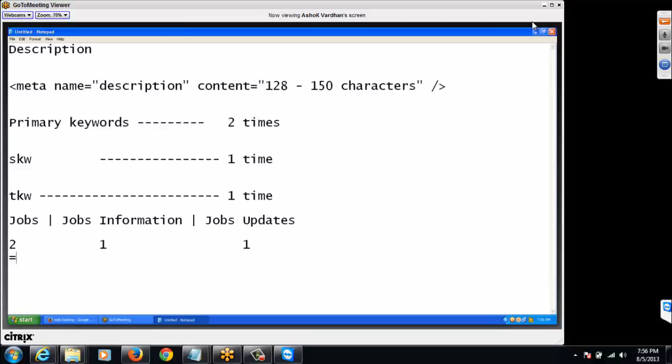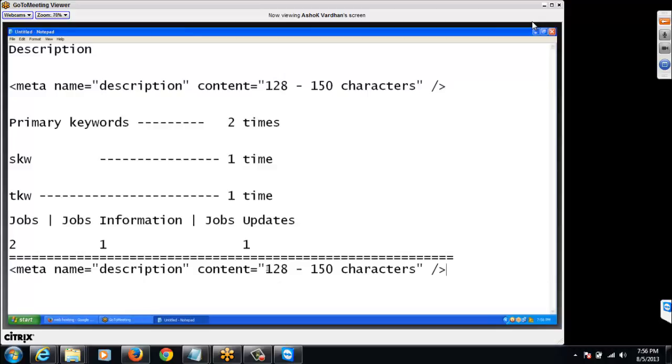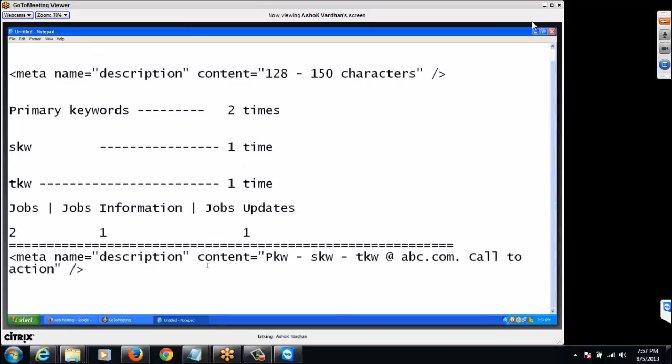Otherwise, we have this syntax. First one, primary keyword hyphen, secondary keyword hyphen, ternary keyword hyphen at your domain name.com, full stop, call to action. Here primary keyword one time, secondary keyword one time, this one and this one is over, but here I used only one time primary keyword. In this call to action, I'll repeat once again. So these are my targeting keywords.